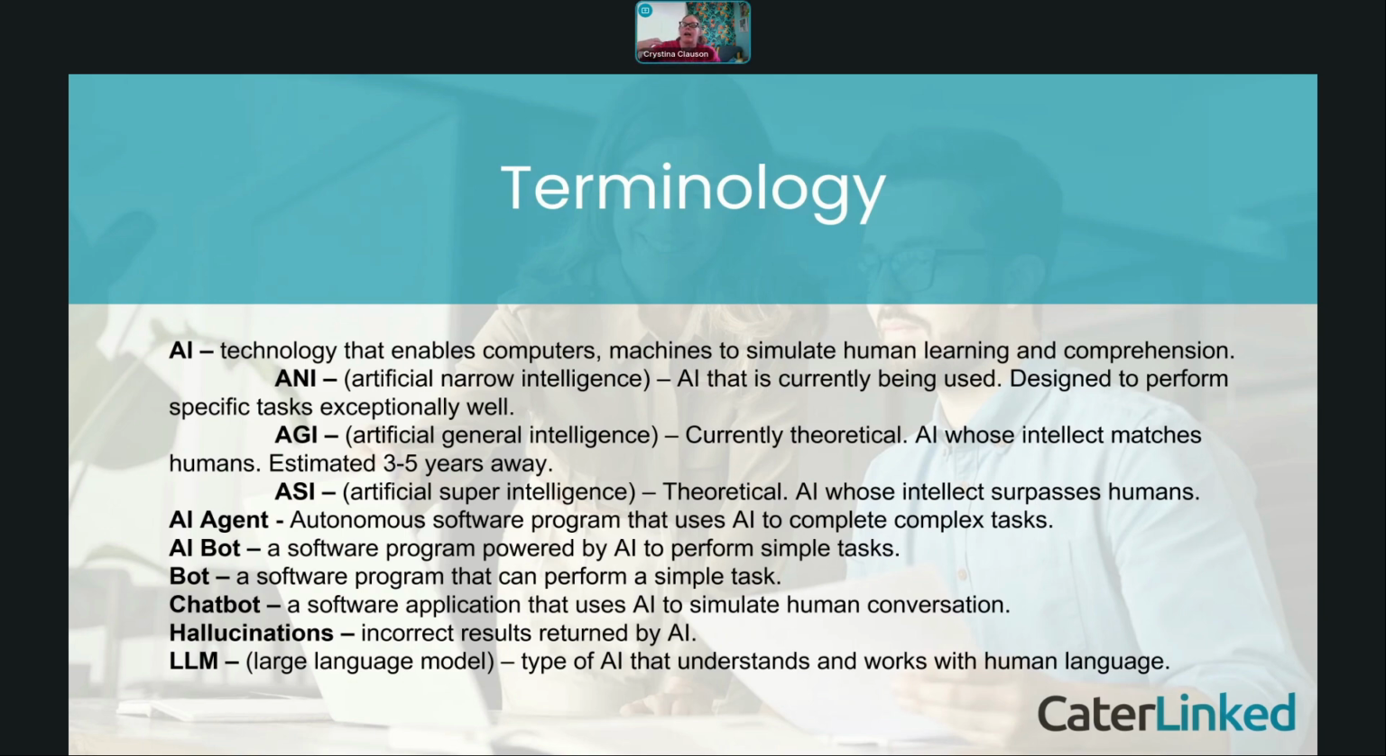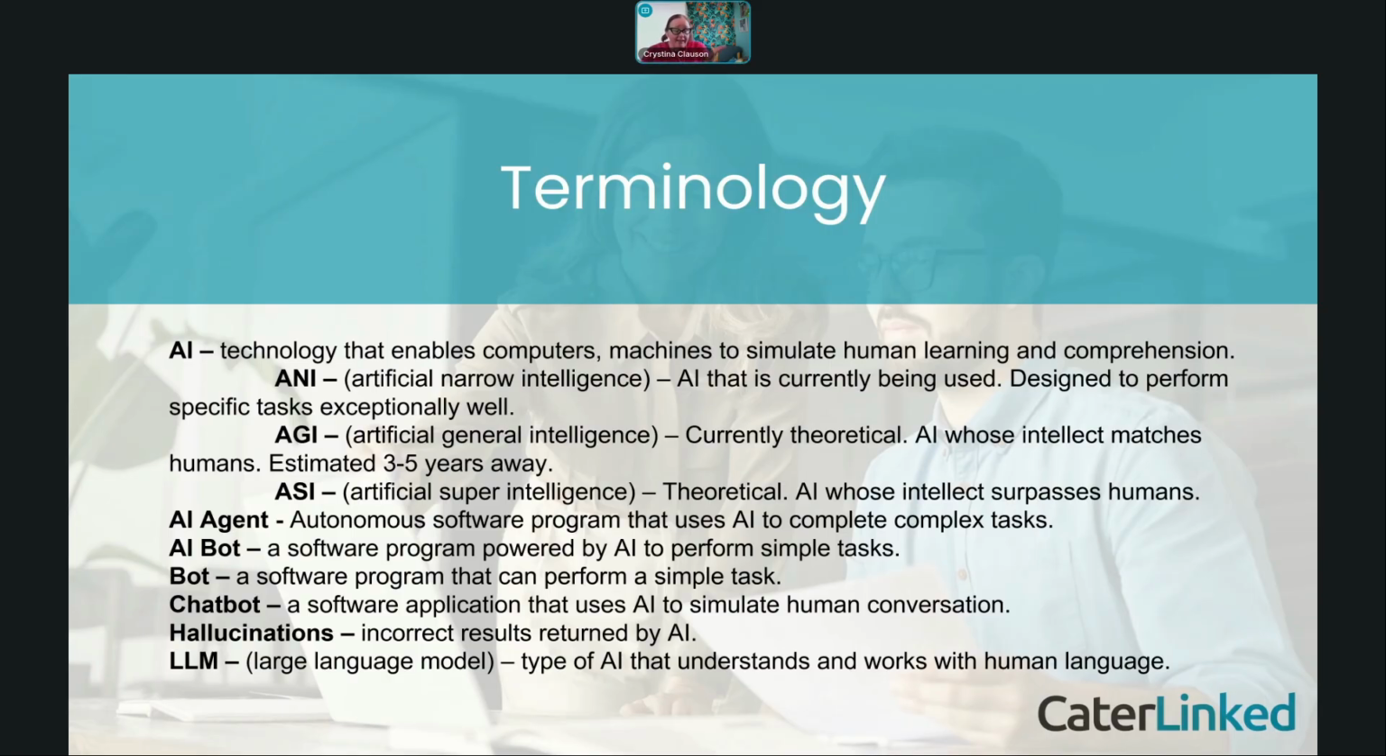So this is taking a catering order and scheduling it. This is checking into a restaurant, that kind of thing. An AI bot is a software program powered by AI to perform simple tasks. And a bot is a software program that can perform a simple task. The difference between a bot and an AI bot is that a regular bot doesn't use AI. It's just a program that does a specific task. And we'll talk a little bit about that later.